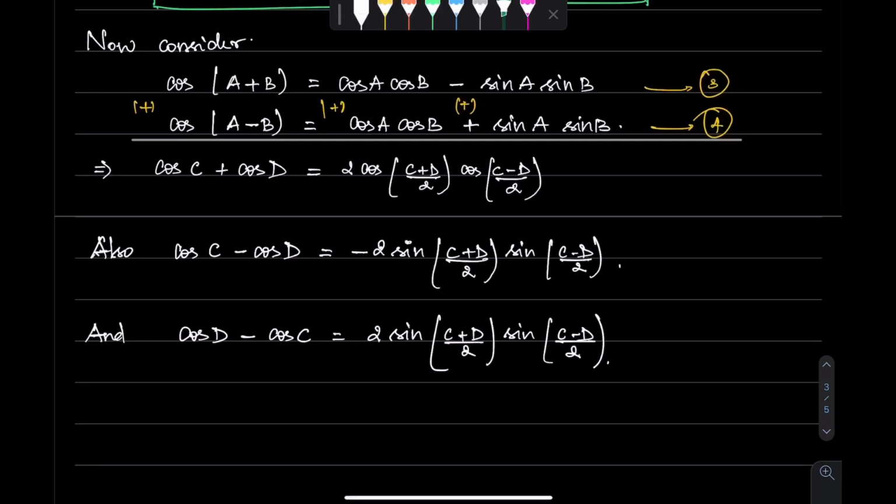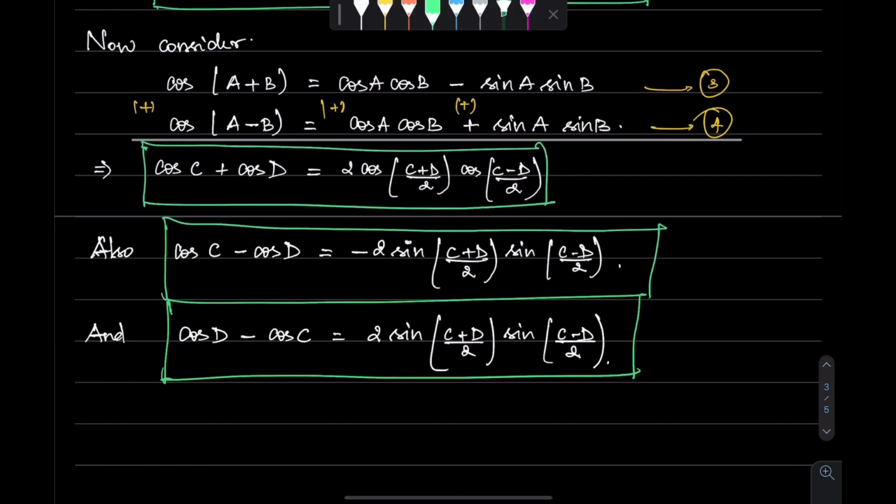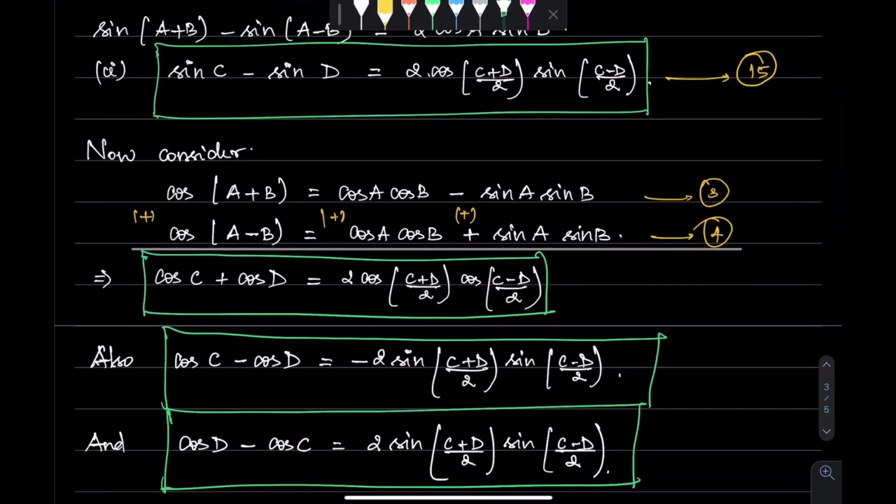Good. So I hope you all understood whatever I have done here so far. So these are some basic results we all are supposed to know before getting into problems involving results like this, compound angle results in trigonometry. So make sure you guys are following this.